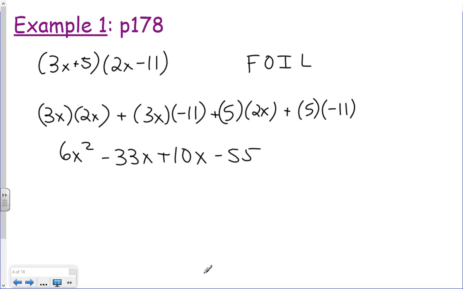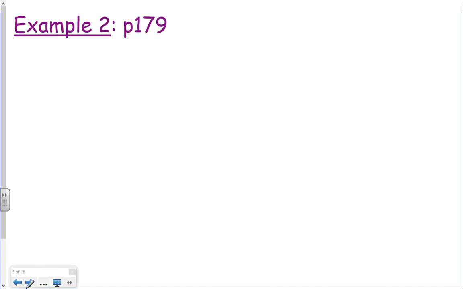And then finally, since these are both alike, they both have just an x, I can combine those and determine how many x's total I have there. So negative 33x plus 10x will give you a minus 23x, and then the minus 55 at the end. So there's that binomial multiplied together. All right, again, hopefully that's just a quick refresher of some algebra we should know by now of how to take two binomials and multiply them together.